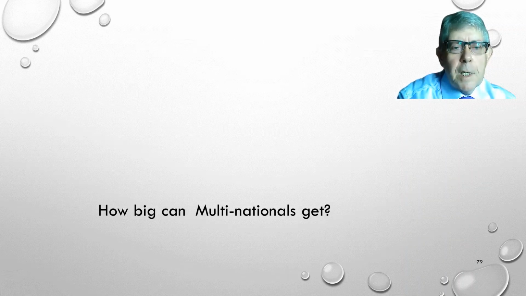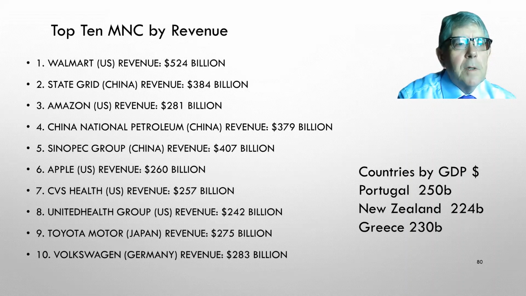How big can multinationals get? Well, the top 10 MNCs by revenue are 1. Walmart, 2. State Grid, 3. Amazon, 4. China National Petroleum, 5. Sinopec, 6. Apple, 7. CVS, 8. United Health Group, 9. Toyota, and 10. Volkswagen. You can see from the list that they are mostly American or Chinese or European.